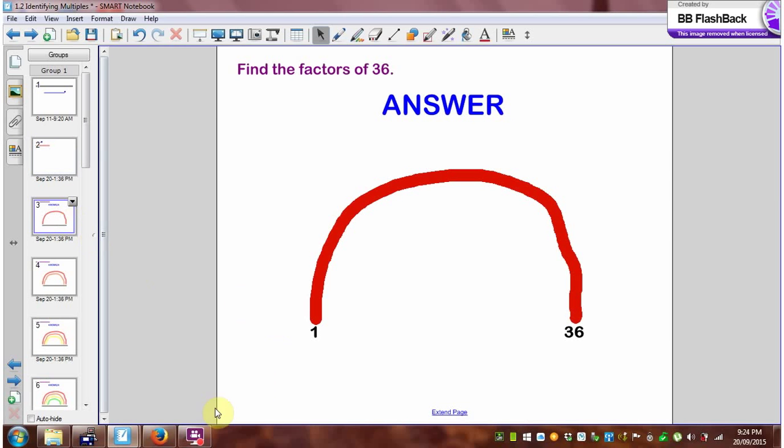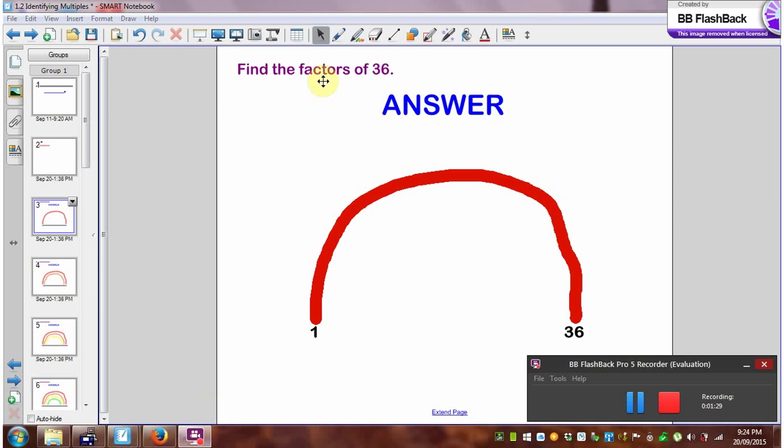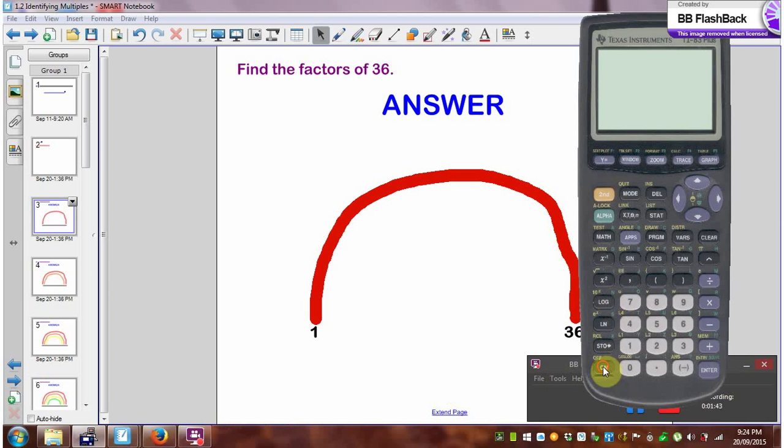So here's the answer here. Well, the beginning of the answer. So we all know that 2 factors of any number is always 1 and the number itself, 36. Okay, and we can check that using our calculator. So here's our calculator. Let me clear that. So we're going to check 36 divided by 1. And what do we get? We get 36. So we get a whole number here on our calculator, which means 1 is a factor of 36.